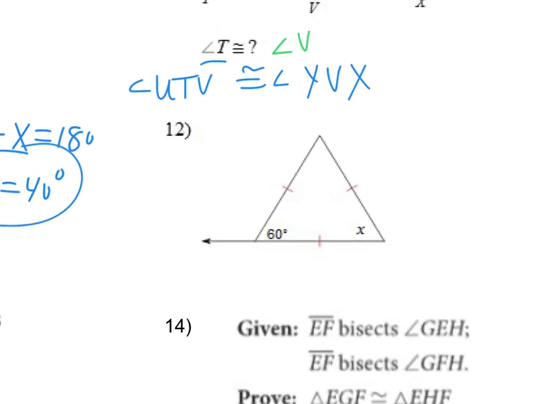Okay, number 12, if all 3 sides are congruent, there was a little corollary that said all 3 angles are congruent. And in a triangle, since the angle sum is 180, if all 3 are the same, they each must be 60 degrees. Okay, so that's an equilateral and thus equiangular triangle.